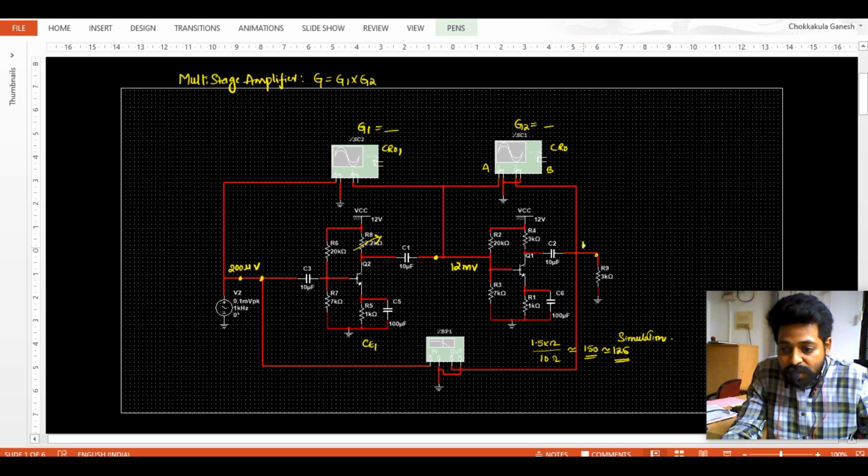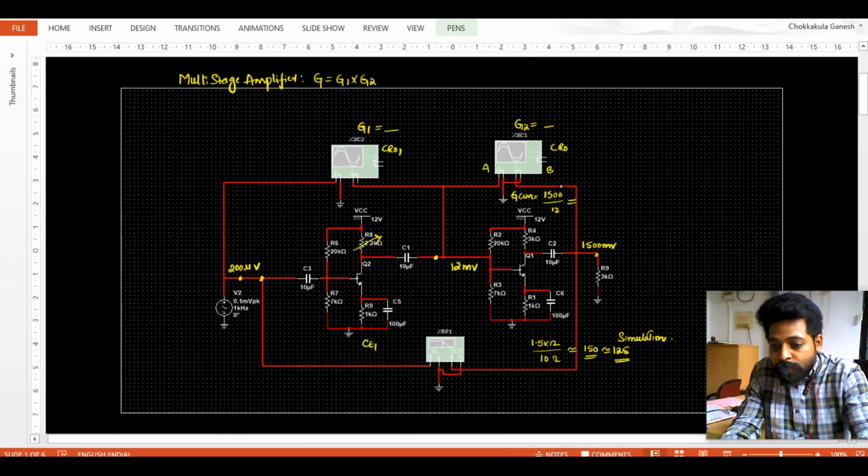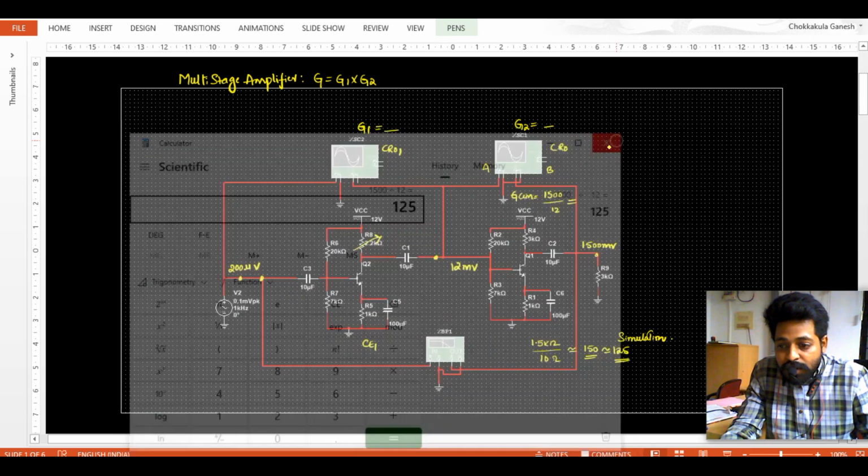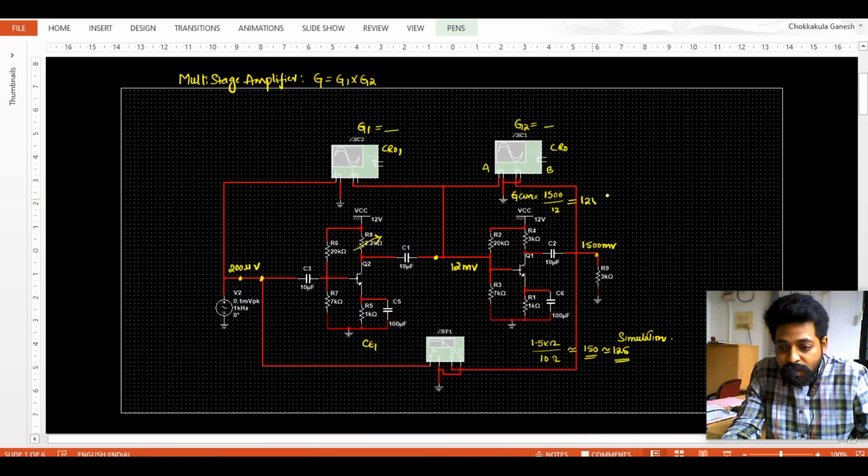So 1.5 volts is 1500 millivolts, right? So from this, if I calculate the gain, the gain is nothing but output by input. So around 1500 by 12, it will be around 125. The gain is around 125. So I can clearly say the gain which we got for this stage, which we already simulated for the CE amplifier, is also 125.